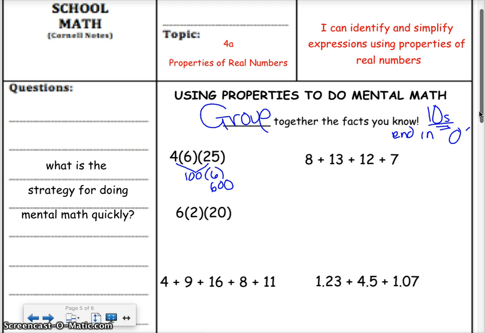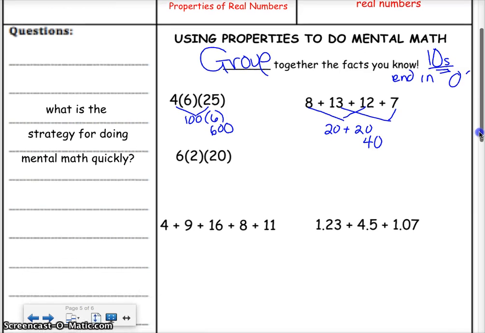The next one, 8 plus 13 plus 12 plus 7. If you went left to right, you would get super stressed out. I look, how can I end in a 10 or a 0? 8 and 12 will give me a 0 at the end. 13 and 7 will give me a 0 at the end. This turns to 20 plus 20, 40. Okay, no calculator today. You should be able to apply. Now, and why can I do this? Because I could flip things around. Flipping is commutative property.